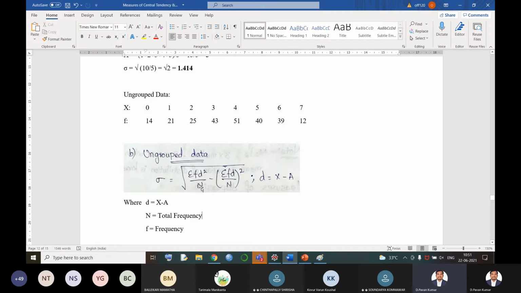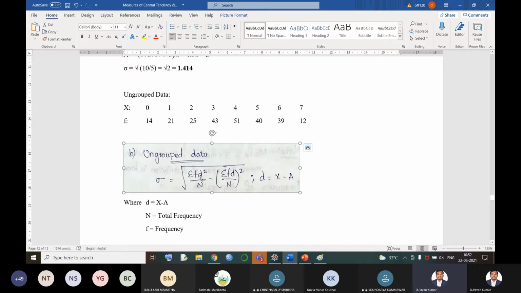Now the denominator first: it is capital N. Capital N means total frequency. Just simply adding the frequencies is called capital N. Next is summation f into d. F into d means what? First I need to find d. Here d means x minus a. Once I know d, I can find f into d, then go for the summation of that.